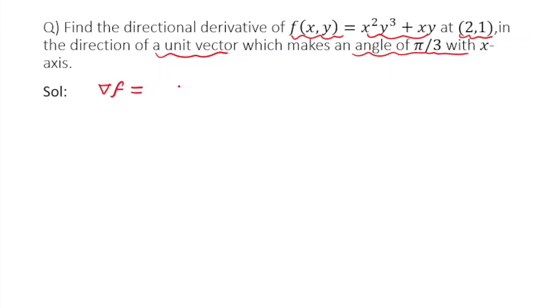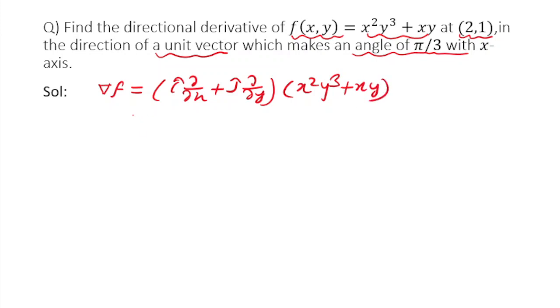So del f here is, we have just two variables, so it is i cap del by del x plus j cap del by del y, and here we have x square y cube plus xy. So how much is that? i cap del by del x of this: x square will give me 2x, so it will give me 2x y cube plus y, and then plus j cap, it will give me 3x square y square plus x.